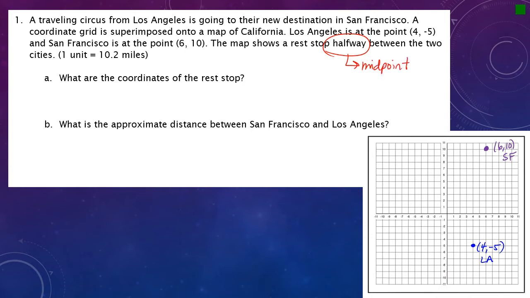So all this is asking me to do is find the midpoint of the points that represent Los Angeles and San Francisco. So I'm going to copy those points down. Los Angeles is 4, -5, and San Francisco is 6, 10. And now I can label these points. So I can say this is x1, y1, this is x2, y2, and I can plug it into my midpoint formula. And remember that when I do midpoint formula, my answer is going to be a point.